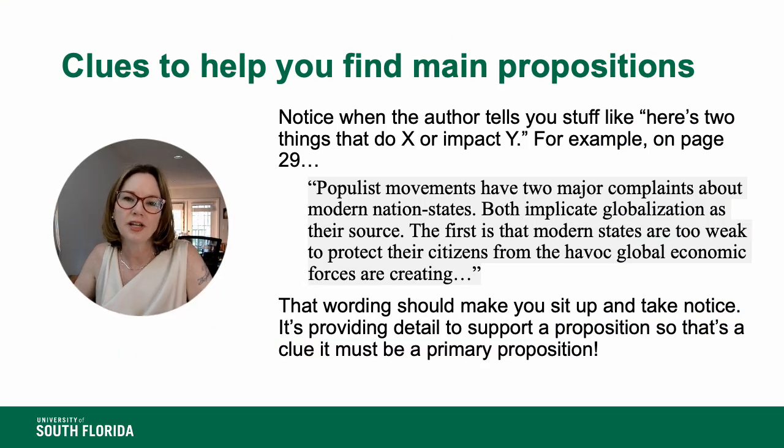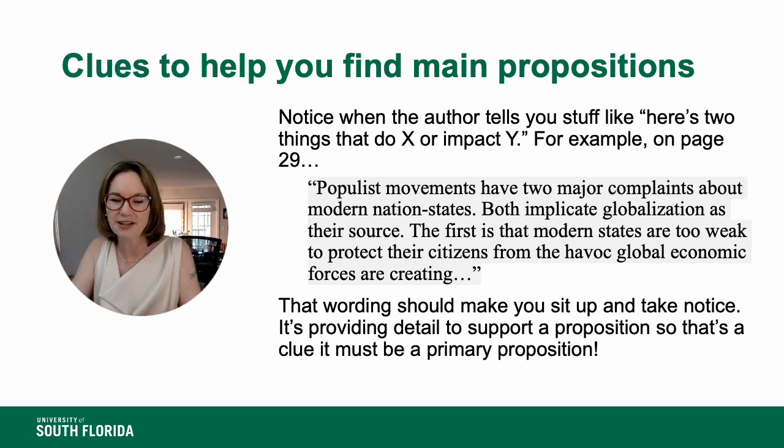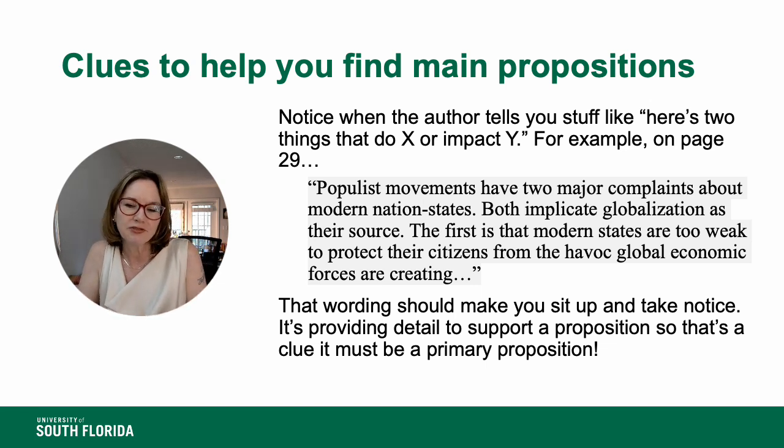Another thing you can look for is language, whenever the author says something like, here are two things that do X or impact Y. For example, on page 29 of the Kamens article, you have this passage here about populist movements have two major complaints about modern nation states, blah, blah, blah. I didn't even need to include the whole quote, just that very first sentence. Kind of tells you by the wording, should make you sit up and take notice. This is providing a detail to support a proposition.